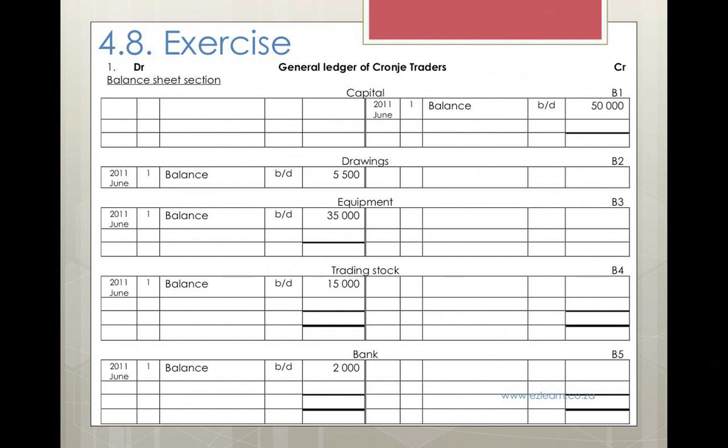Drawings is a decrease in owner's equity and therefore will be entered on the debit side as a balance brought down of 5,500. Equipment is an asset, and as such it will have a debit balance of 35,000. Trading stock is also an asset with a debit balance brought down of 15,000, and bank is also an asset with a debit balance brought down of 2,000. Again, please check that you have entered all your dates correctly as 2011 June the 1st.